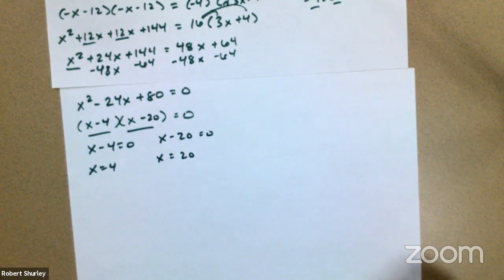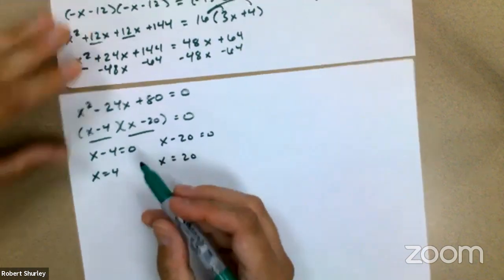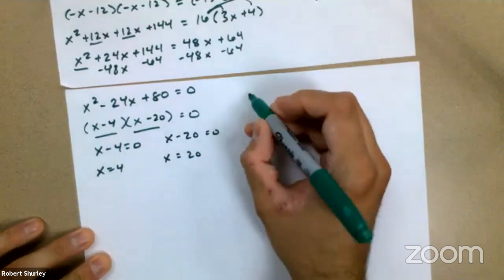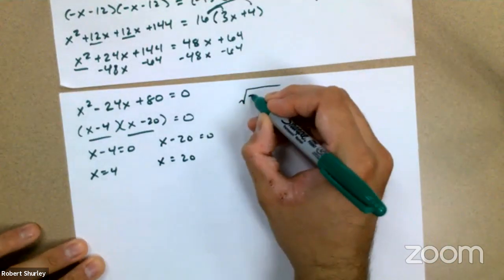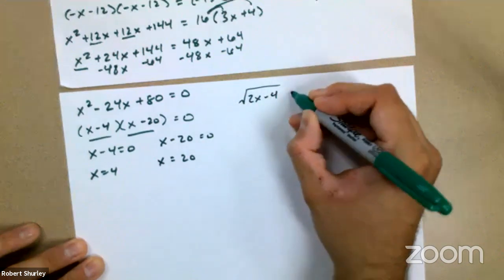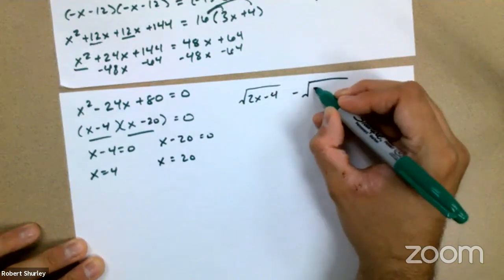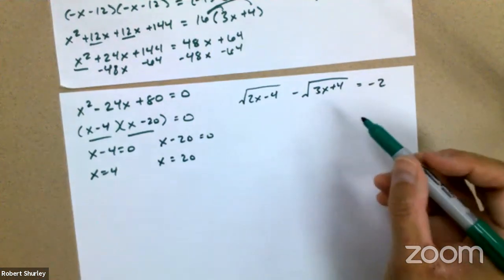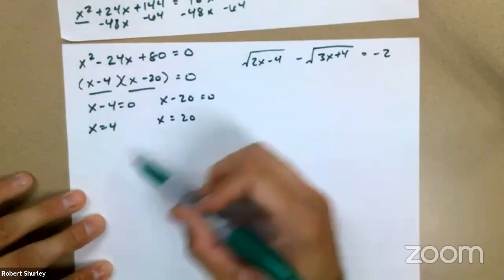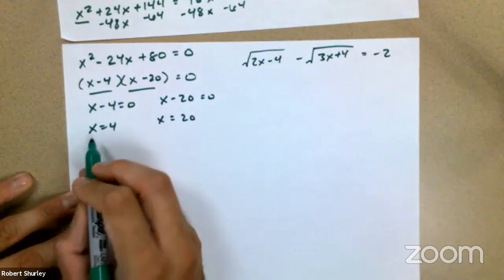Okay. Wow. That was intense. Okay. We got to check them. They might both be wrong. Let's go back to the very beginning. Actually, I'm going to rewrite the original up here, and then we'll just check them on this page. So the original equation was the square root of 2x minus 4 minus the square root of 3x plus 4 equals negative 2. That was the original equation. So I'm going to check one at a time. So let's check x equals 4 first.